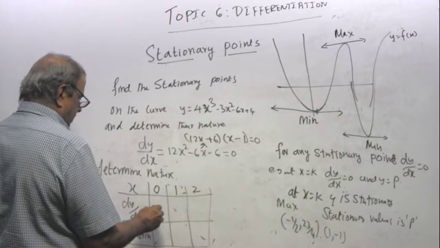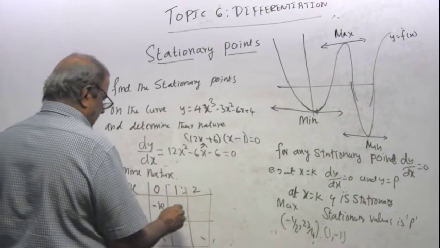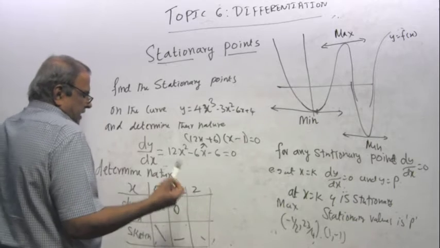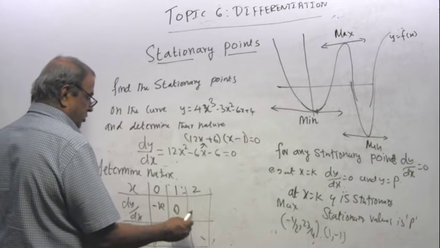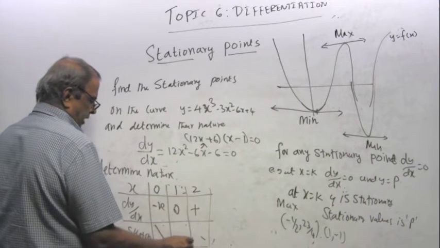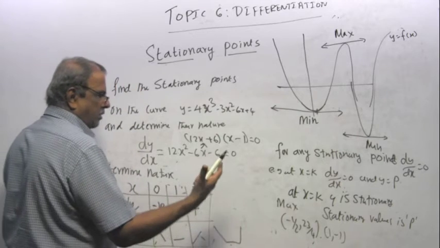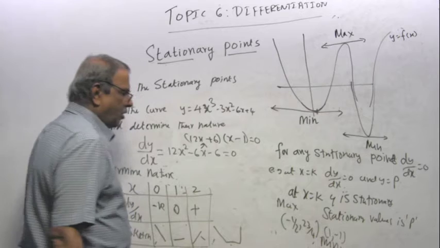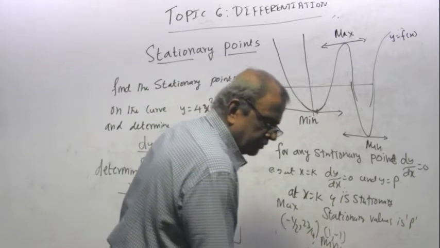At 0, dy by dx is negative, so the graph is decreasing. At 1, it is 0, so the tangent is horizontal, or the value is stationary. And at 2, 24 minus 6 is 18, positive, so it's increasing. Look: decreasing, 0, increasing is a tub or a cup, which is a minimum. That is how you find maximum and minimum values.